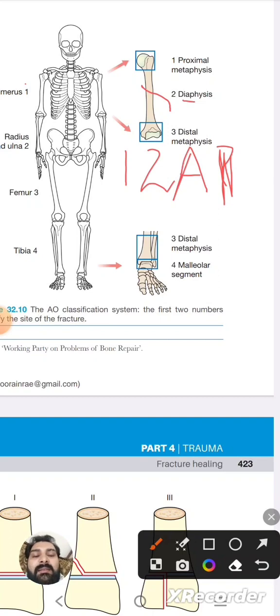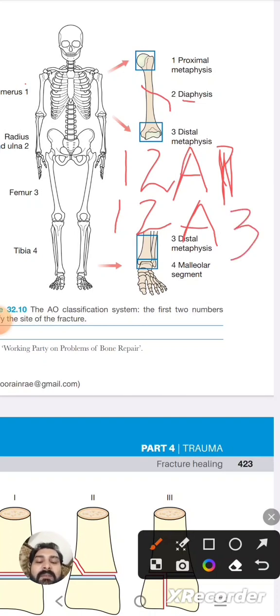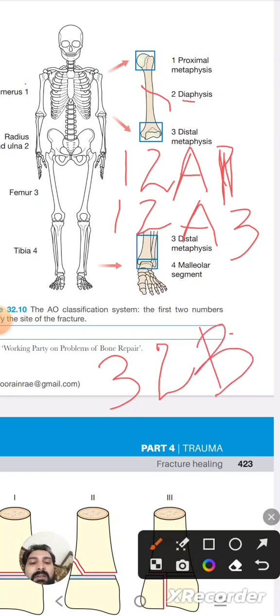If there is a transverse fracture of the diaphysis of the humerus, how will you write it? We will write it as for humerus 1, for diaphysis 2, for simple A and for transverse 3. Similarly, if there is a wedge fracture of the femur, how will you write it? For femur 3, for diaphysis 2, for wedge B. If there is a segmental fracture of the femur, we will write it 3, 2, C. C for segmental or complex.